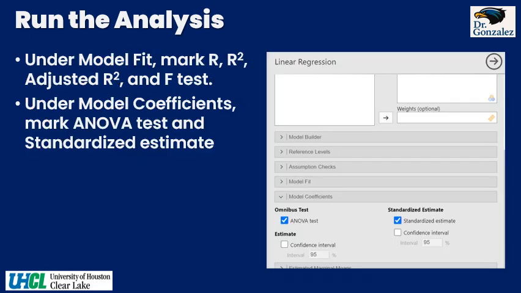We're going to go in under several different places here and make sure we've got certain things marked. So under model fit, which is right here, I couldn't fit all of this on the slide, but you're going to make sure that R, R squared, adjusted R, and then the F test are selected. And then you're going to need to go under model coefficients, and you're going to need to mark ANOVA test and standardized estimate.